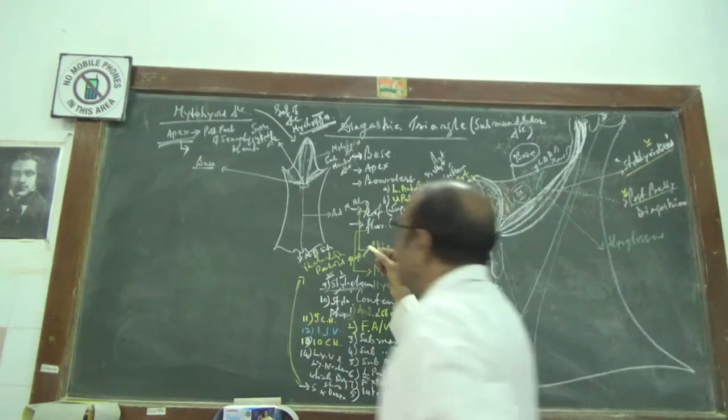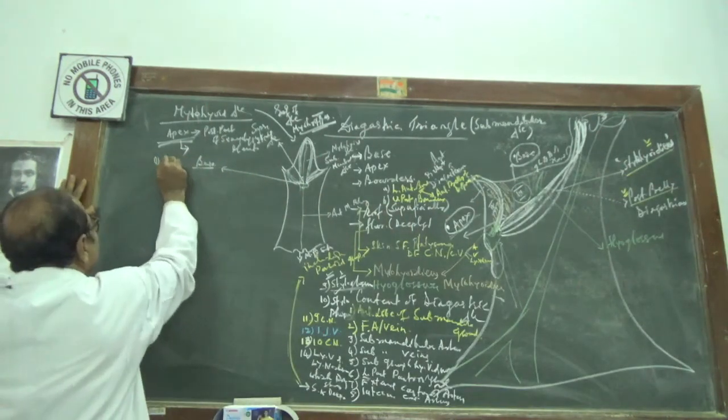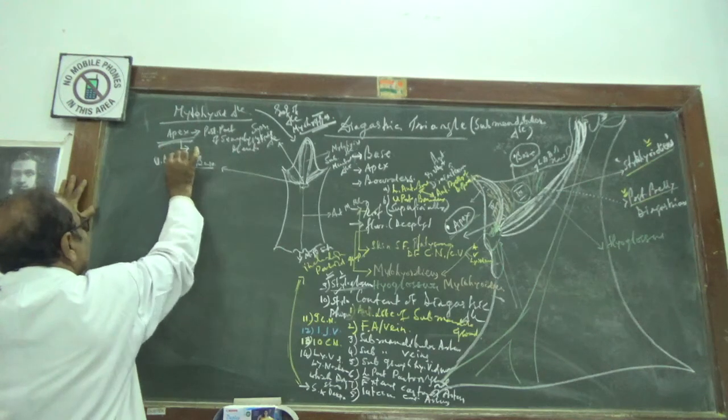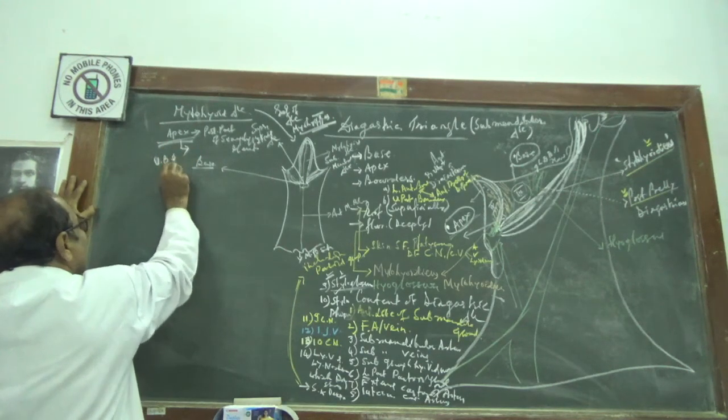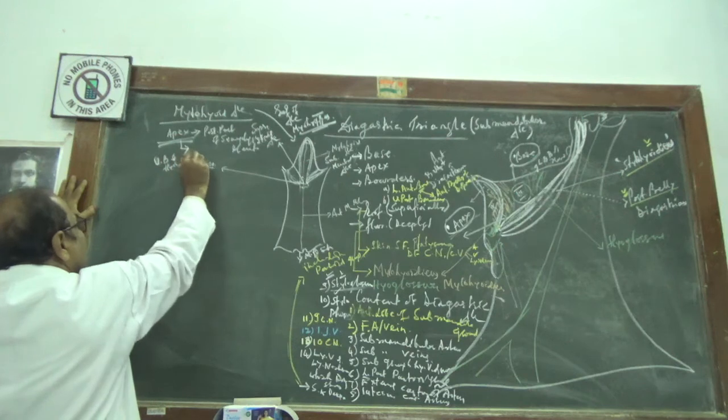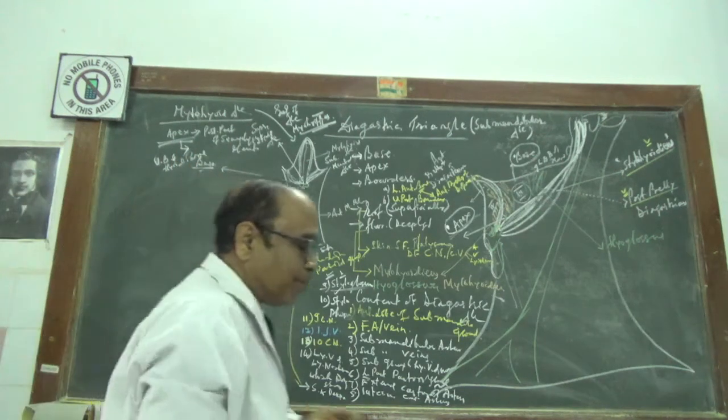It is formed by the upper border of the hyoid bone. So this will be the base.